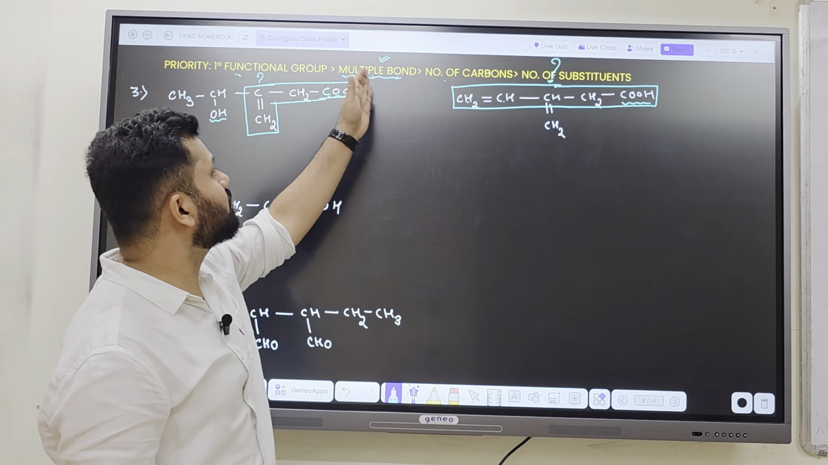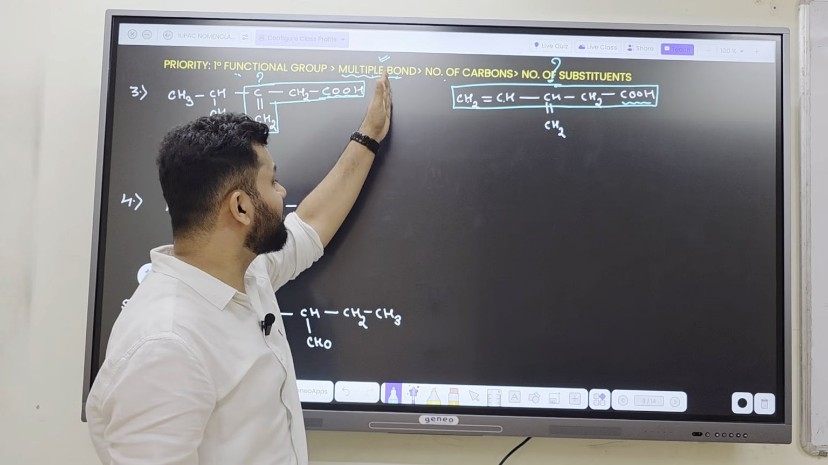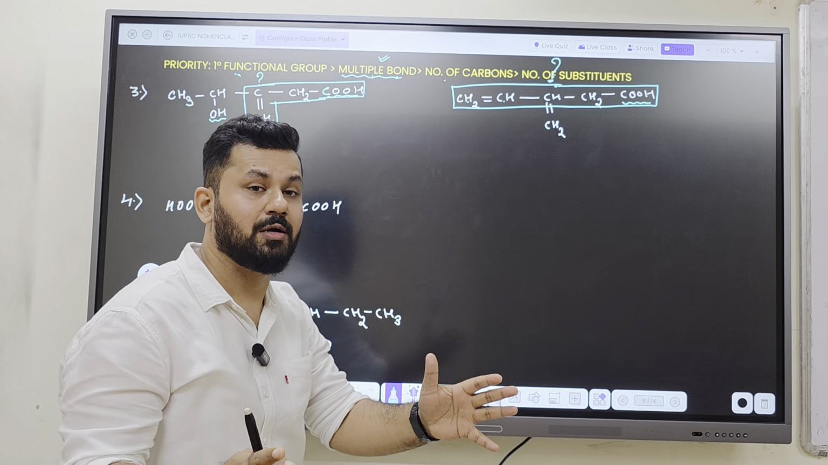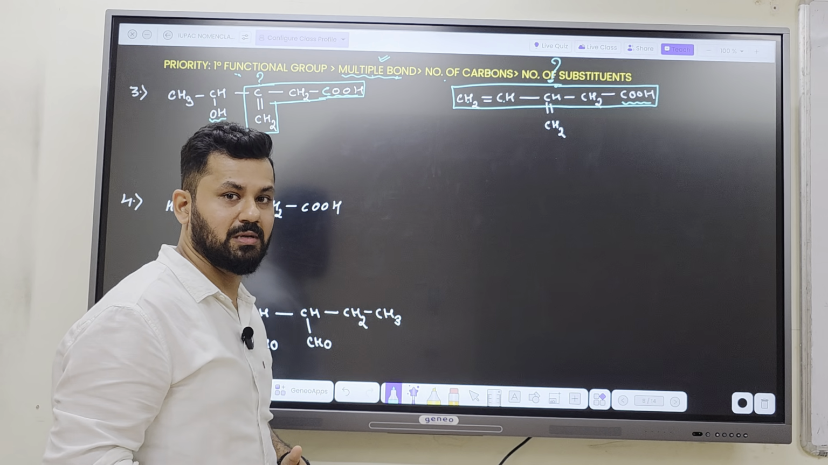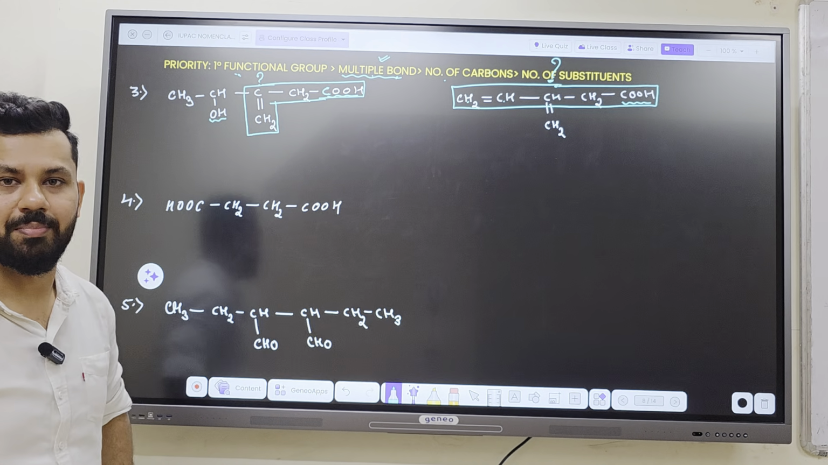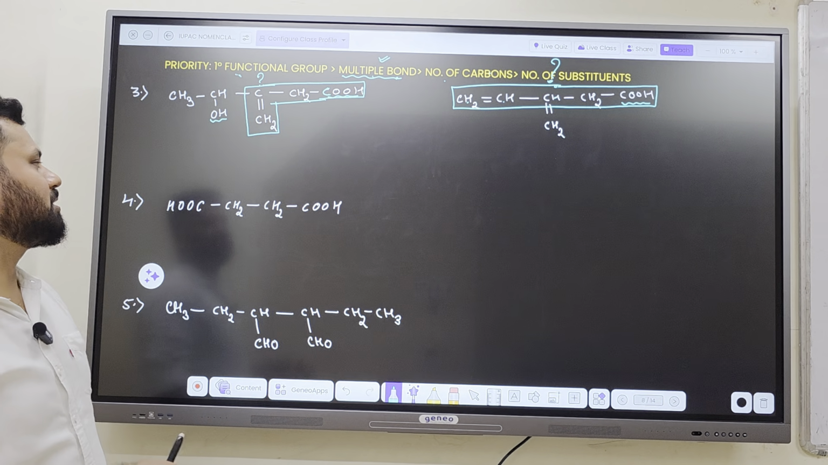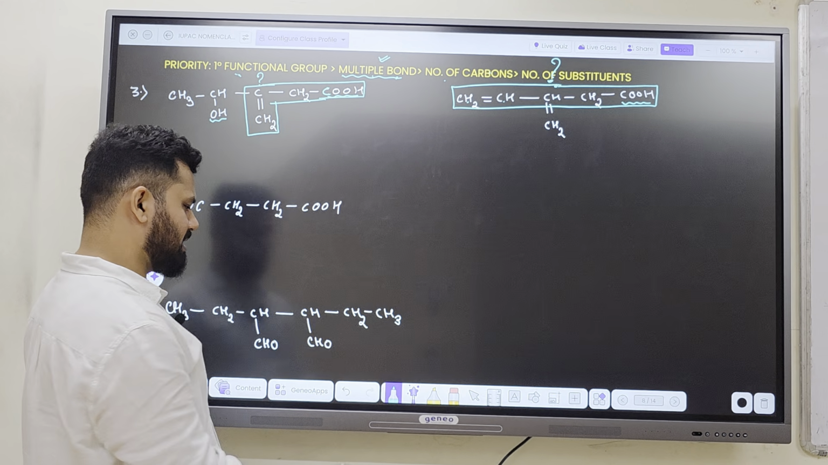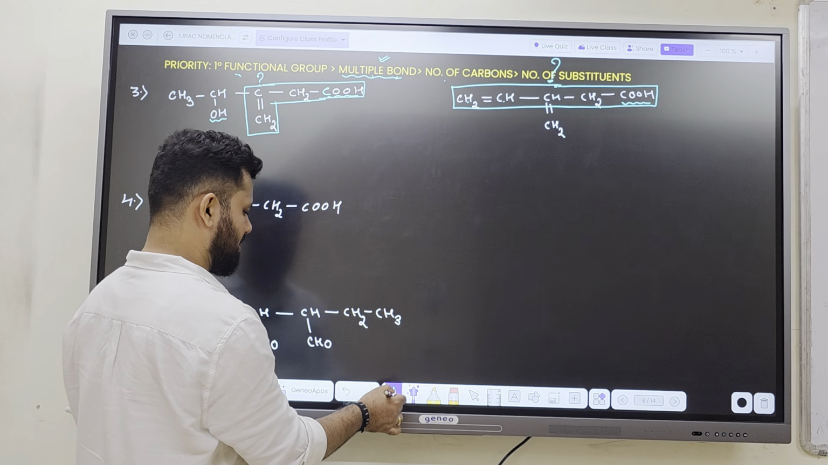Similarly, once you have moved to the next criteria, at this point you should try to resolve the conflict. If not, then only you move to the next priority. Let us move to the next example. Well, the next example is quite simple.